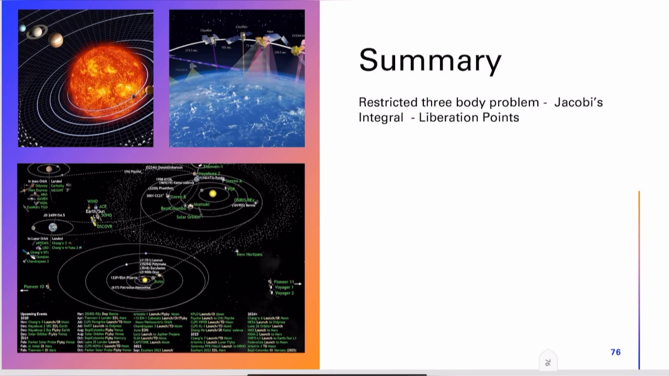Whereas L4 and L5 are very stable points, forming an equilateral triangle with respect to M1 and M2. Even if there is a drag, the third mass, the test mass, will oscillate about the point but will never go out of the orbit. So this is all about the three-body problem, the Jacobi integral and libration points. With this, I'll wind up this lecture.